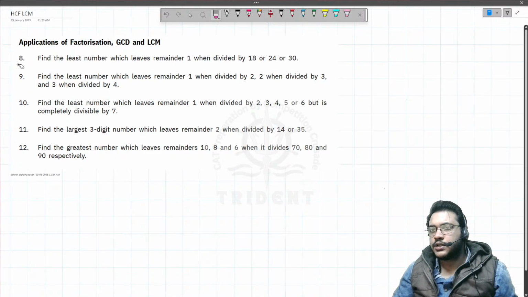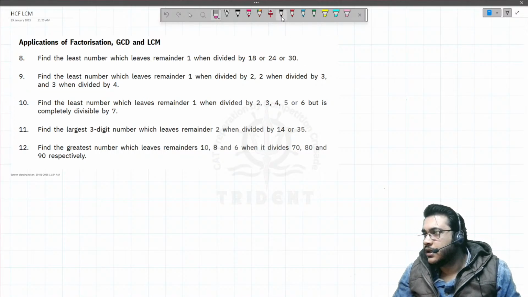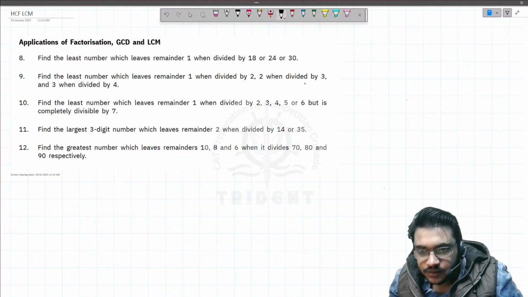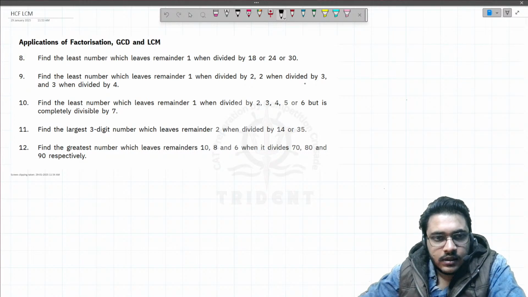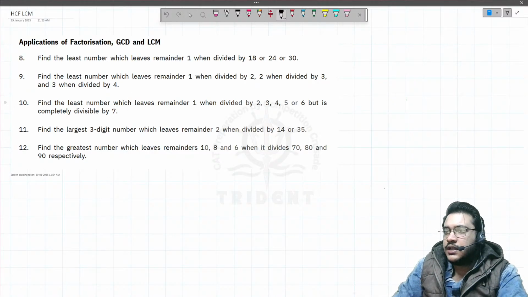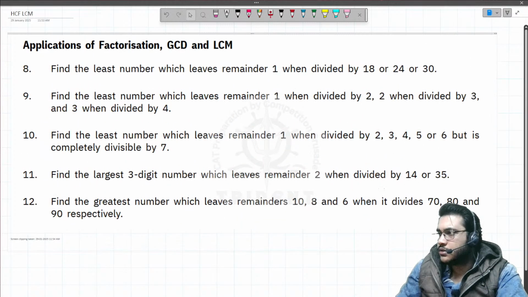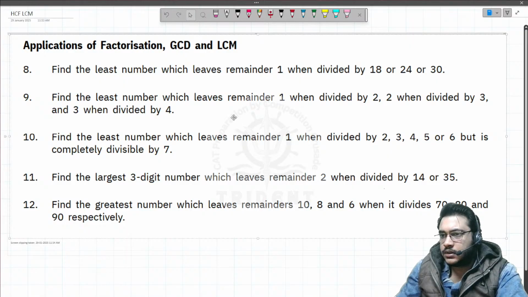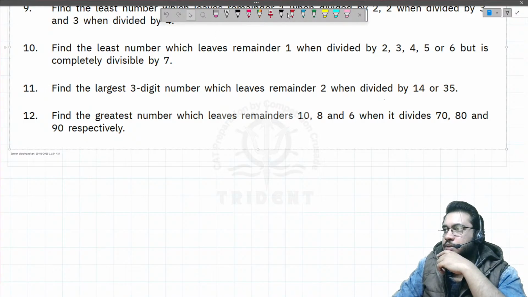Which is the next question that we should be trying? I think that will be the last question, because I have some class to take at exactly 10, so I'll be preparing for 10 minutes. Which next question should we take? Find the least number which leaves the remainder of, let's do this one. I'll zoom in. Okay, let's do this one.